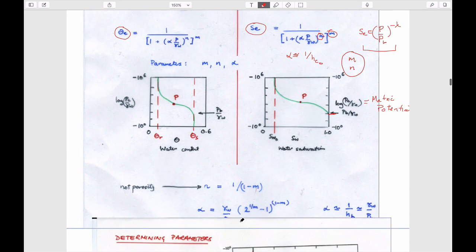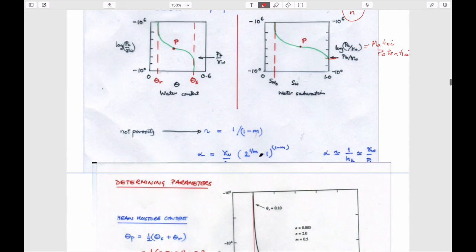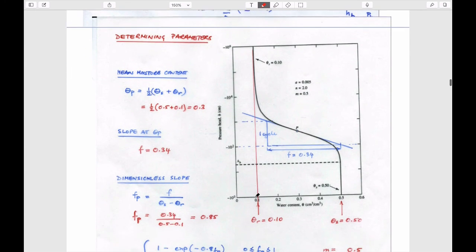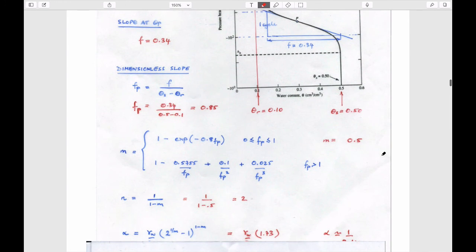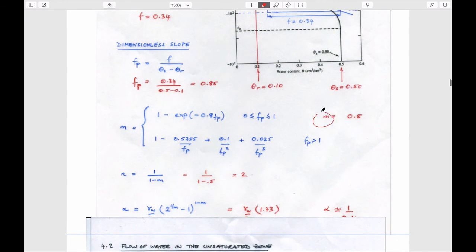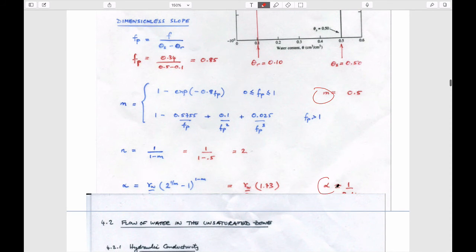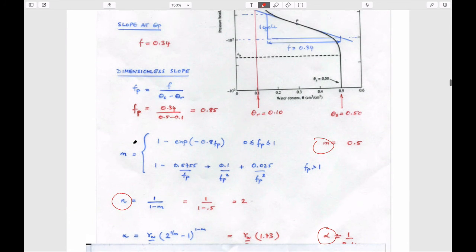There is a procedure, and this stuff at the bottom just says exactly that. There is a procedure that if you had a curve that you measured or that you had, you could then take that curve and figure out exactly what the value of M, alpha, and N was. But I won't bore you with the details for that.